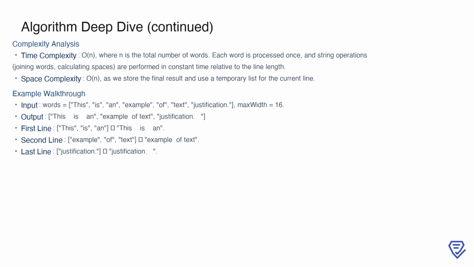To illustrate how this works, consider an example where the input words are: this is an example of text justification, and max width is 16. The output would be 3 lines: this is an example of text and justification. The first line contains evenly distributed spaces, the second line has slightly fewer spaces, and the last line is left justified with trailing spaces. This example demonstrates how the algorithm handles various cases, distributing spaces evenly, managing varying word lengths, and applying special rules for the last line.